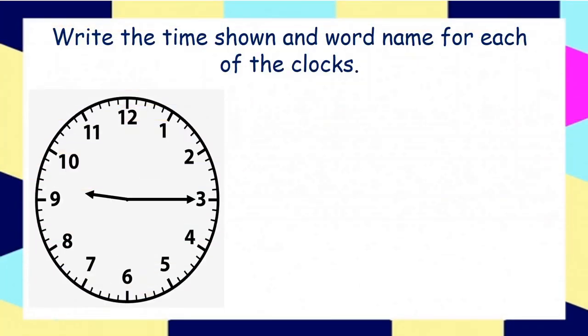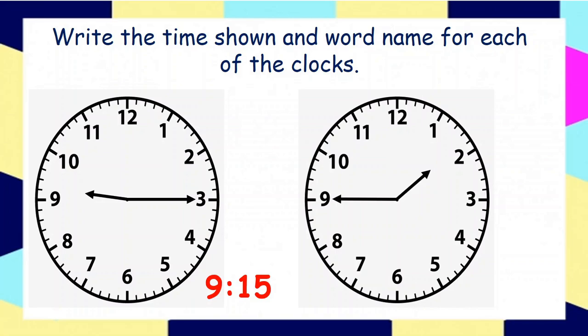Let's write the time shown and word name for each of the clocks. Okay, can you tell me what time is this? Very good. This is 9:15, or we may read that as quarter past 9 or 15 minutes after 9. How about this time? Okay, very good. This is 1:45 or 45 minutes after 1, or we can also say that it's quarter to 2, meaning that it's 15 minutes before the next hour.